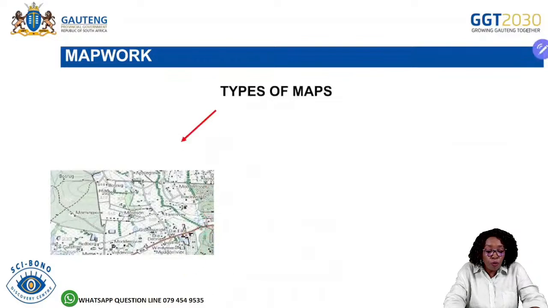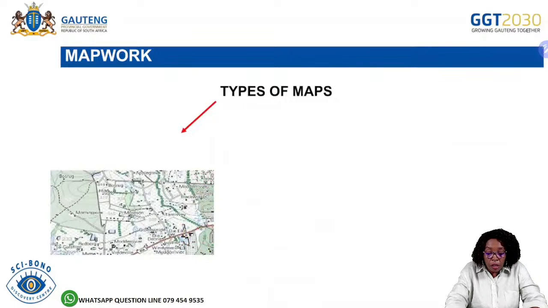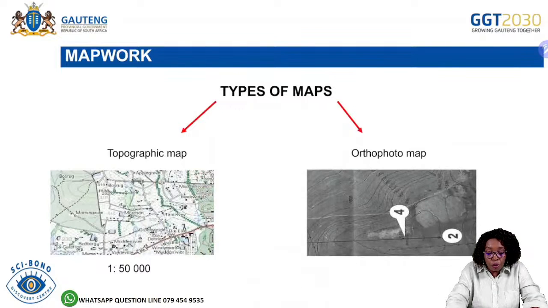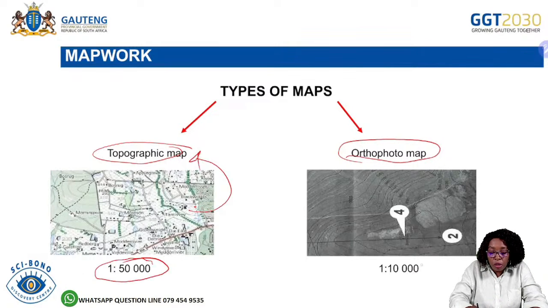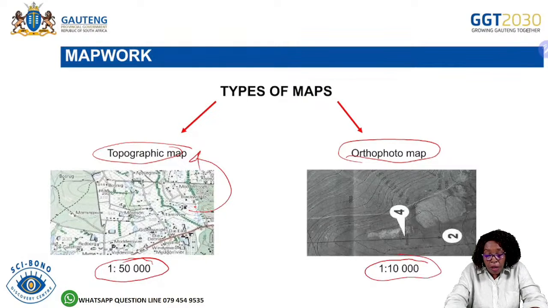Right, we are now crossing over to the Mapwork section, which you got an indication of as part of what you were doing this week. We are just going to look at the difference between how a topographic map and an orthophoto map look. You should now be able to identify your maps. This is a topographic map, and this is an orthophoto map. The use of color also helps you identify which is which. The other thing to take note of is the scale, which is different between a topographic map and an orthophoto map.